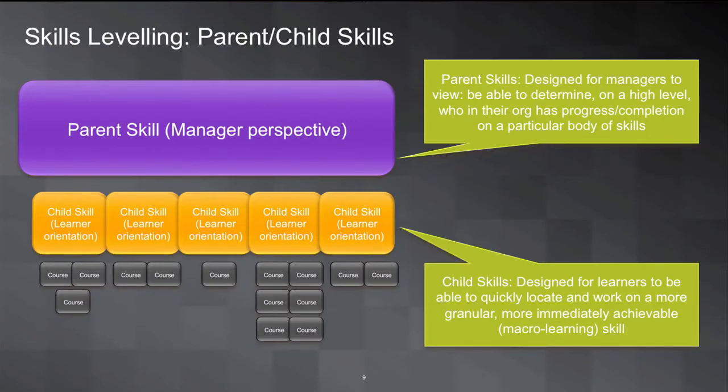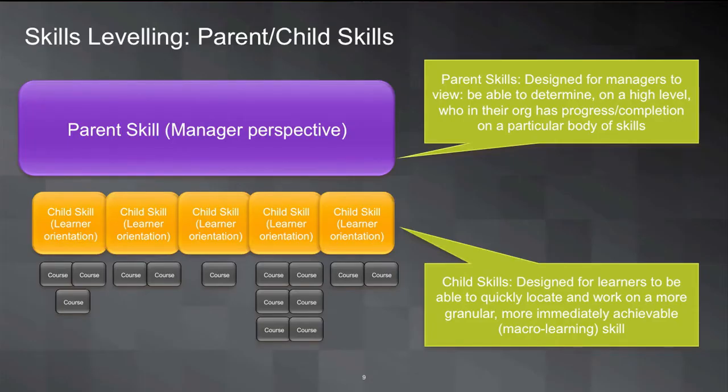So a little bit about hierarchies of skills. This is something that we're currently building out in our skills structure. If you look here, there are really two views of skills that we feel we need to provide our audiences. The purple box here is the parent skill. And as you can see, that's designed for managers. And this isn't really a skill for managers, it's a skills report for managers. So it's a method of aggregating smaller skills and presenting them to managers in an executive level way.